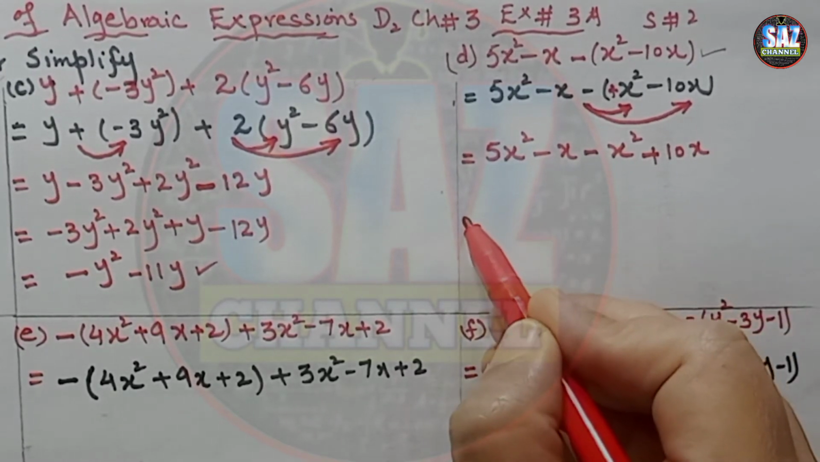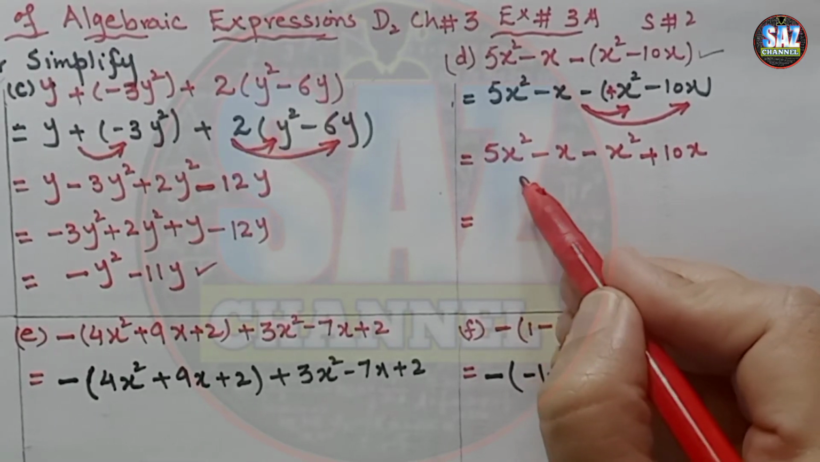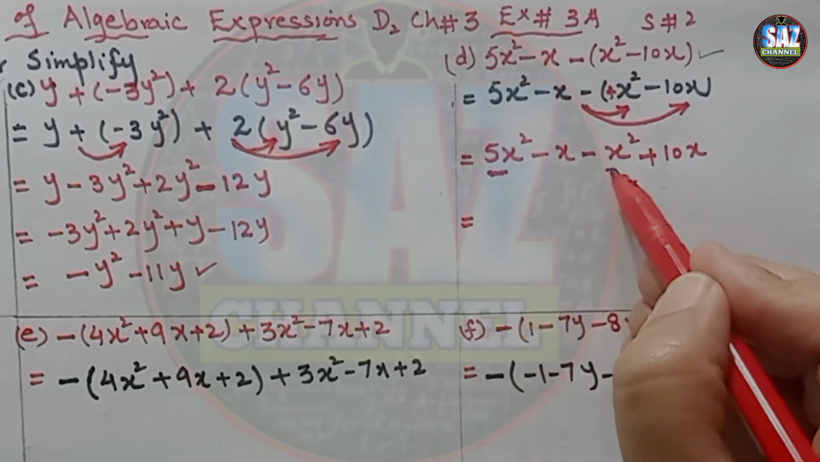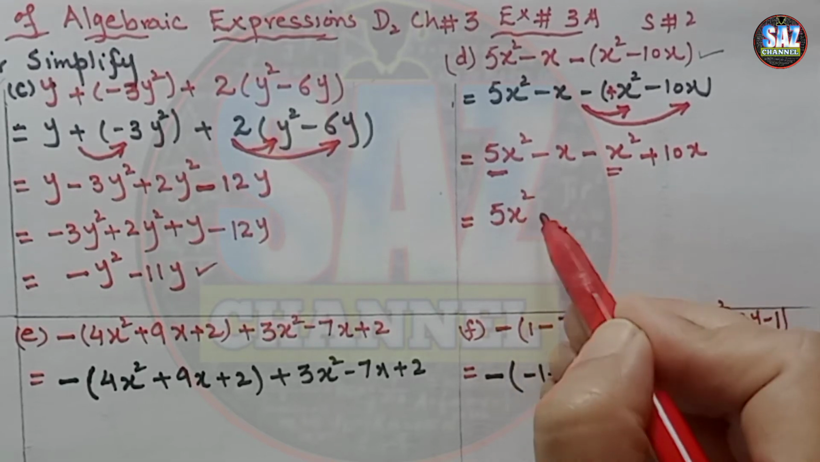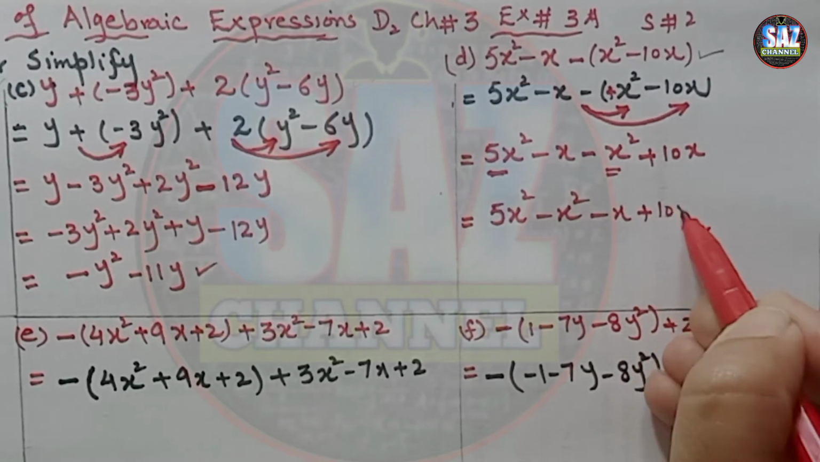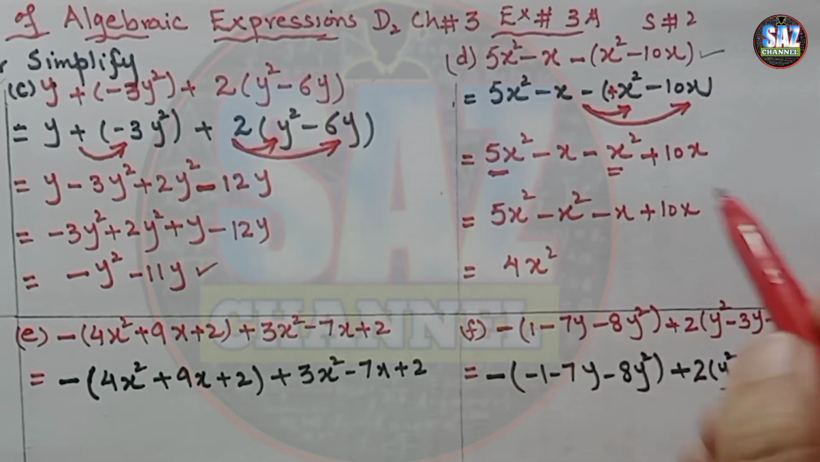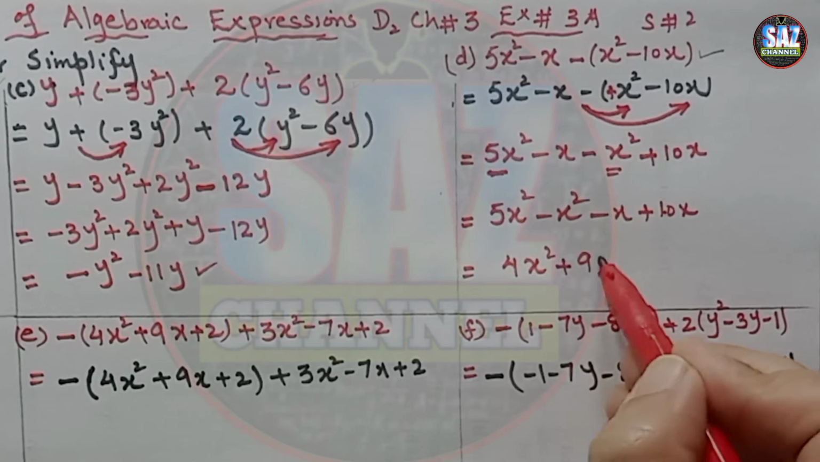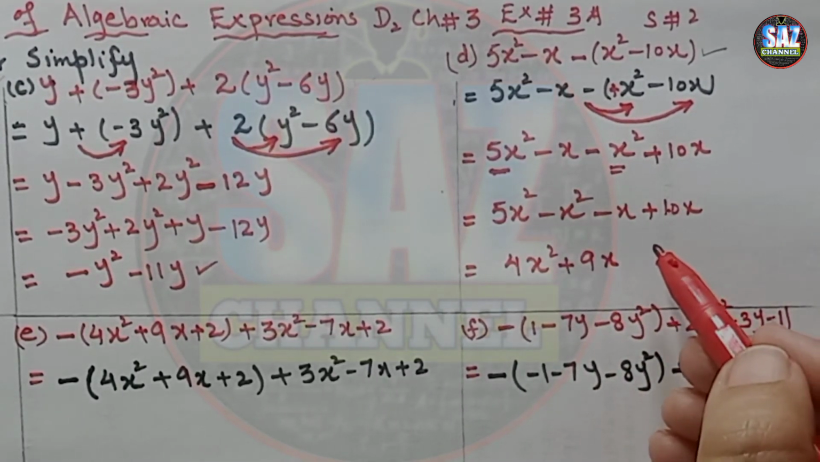After writing this step, we have to write the like terms together. Here we have x square term, and here we have x square term. Write down the like terms together, 5x square minus x square, then minus x plus 10x. Now 5 minus 1 will give me 4x square, and 10 minus 1 will give me 9x. Okay, I hope you are clear about this question, and let's move to the next part.